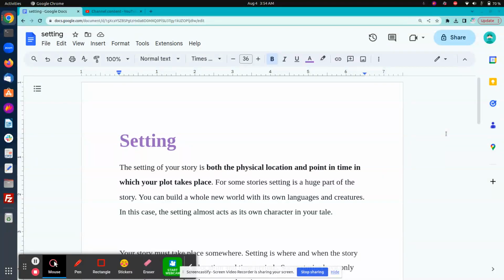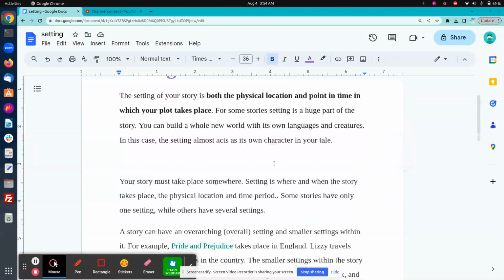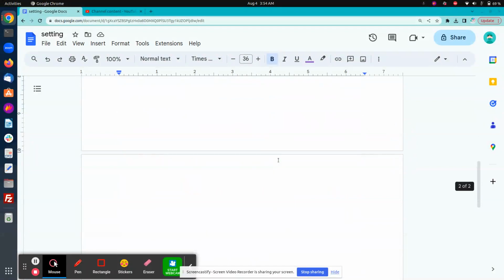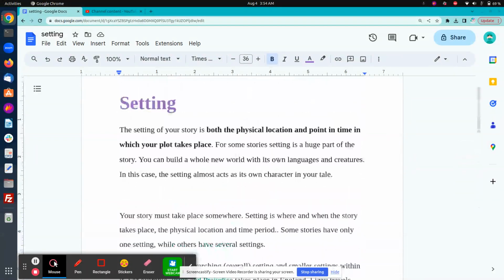Hello everyone. So today we're going to study another element of a story, which is setting. Let's get started. Firstly, I'm only going to give you an overview, and then we're going to deep dive into what it is exactly.